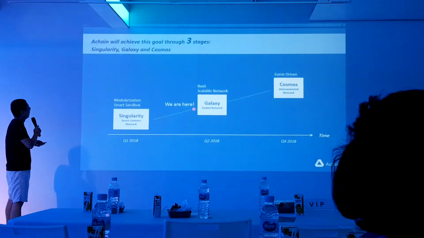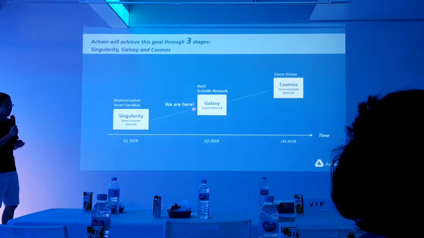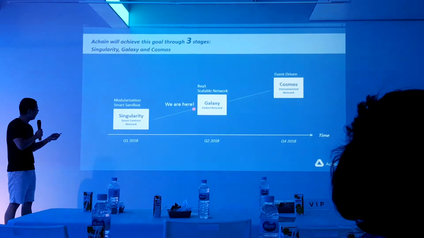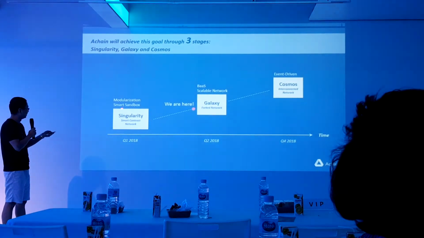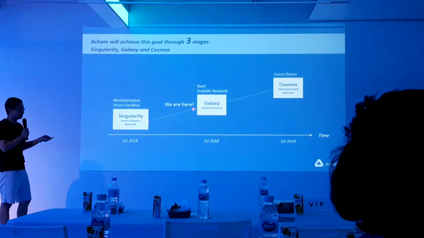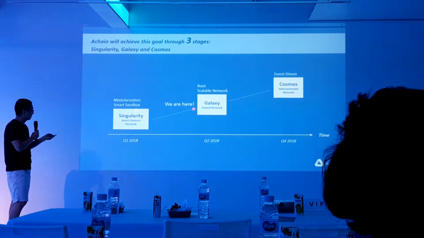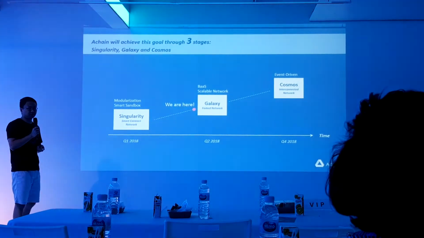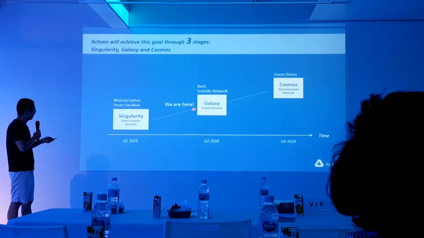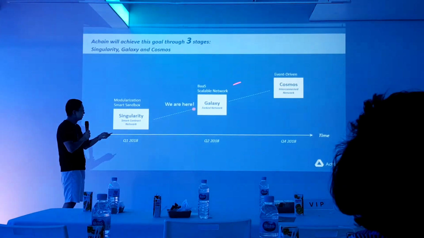This is our roadmap. We proposed the roadmap last year, and we proposed three stages in the roadmap. The first one is Singularity. It's a basic network for smart contracts, smart sandbox, and stable and secure. It's the basic type. So here we are doing the Galaxy and the Cosmos.